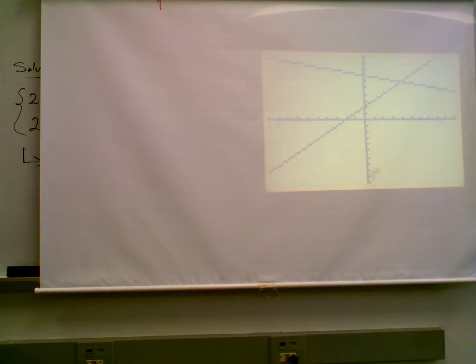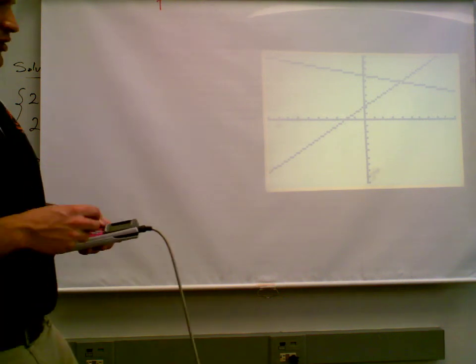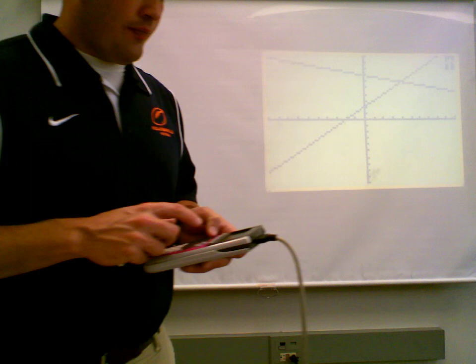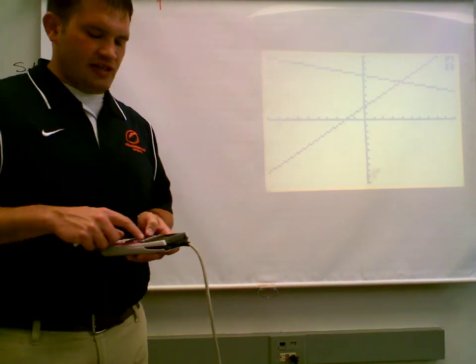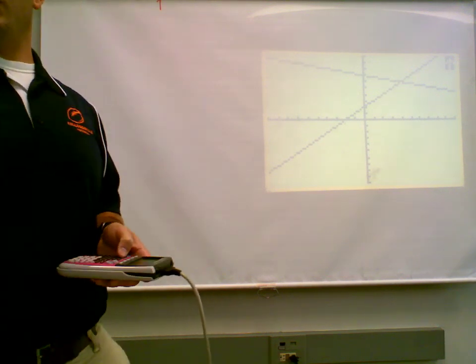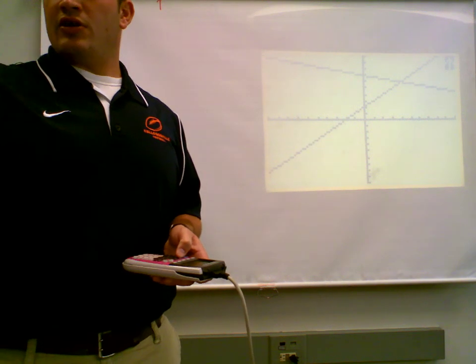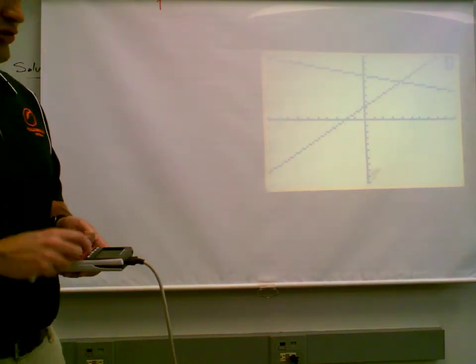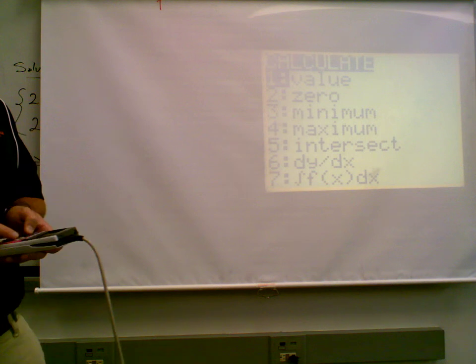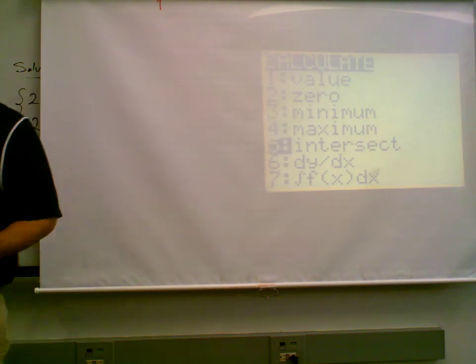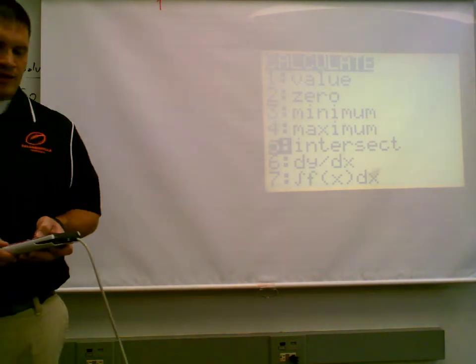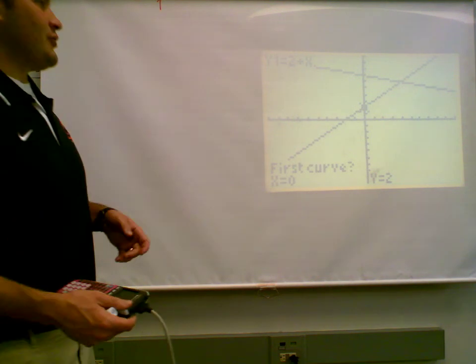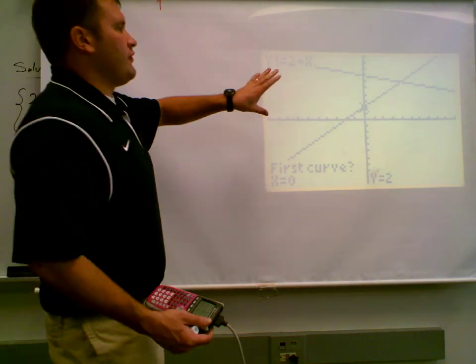All right. So to find our intersection, you hit second what? Trace. Okay, it's right above the arrows. You with me? Okay. Hit second trace, right? Then we go down to option 5, which is intersect. Hit enter 3 times.